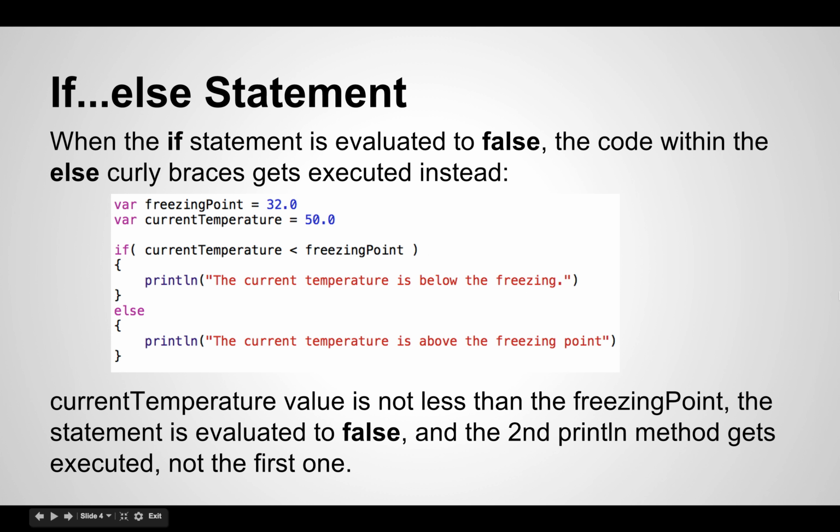All right, moving on. If else. If else is pretty much the same as the if you just saw, but this time, if the statement is false, then the else part gets executed. Okay, so this time we have the freezing point that's still 32, but the current temperature is 50. So guess what? If the current temperature is less than freezing point, will be evaluated to false, right? Because the current temperature is more than the freezing point. Then the second println will get executed, the one within the else curly braces. The current temperature is above the freezing point.